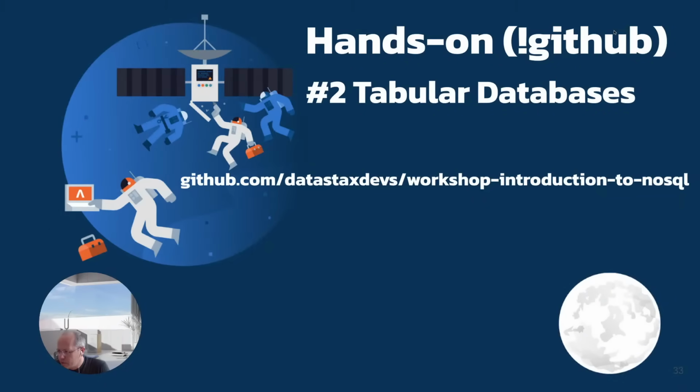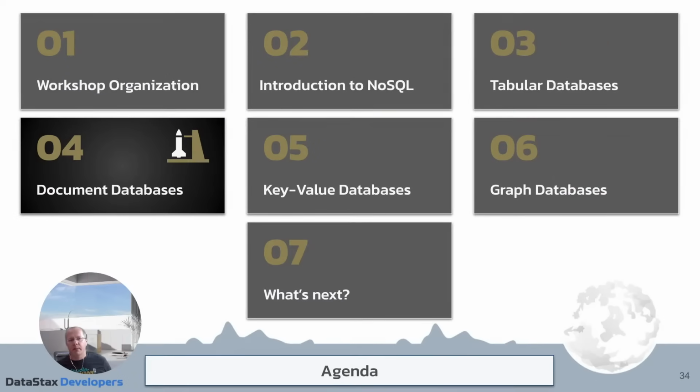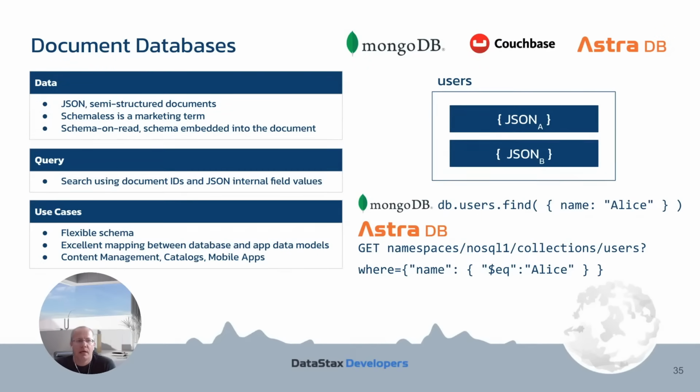Okay, so the language that we just used with tabular databases is called CQL, Cassandra Query Language. So that's one of the questions I see in the chat. So the next type is document databases. What are those document databases? Well, document databases store semi-structured documents, usually JSON documents.